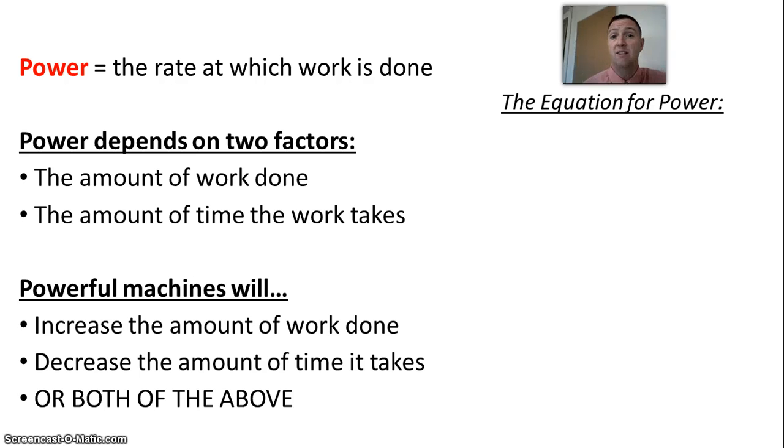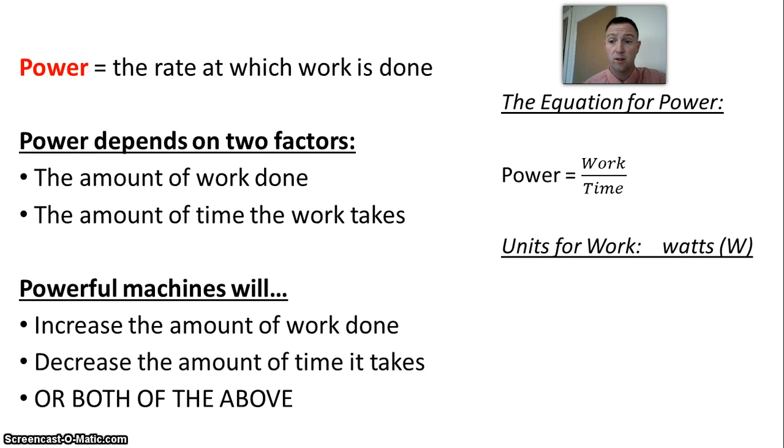So how do we calculate that? When we want to calculate something, we need an equation. We need a standardized way of determining a value. We want to go from qualitative, saying, yeah, that looks like a lot more work, to quantitative, giving me a number. How much more work is it doing in a given time? So our equation for power is work done over the time that it takes. Power equals work over time.